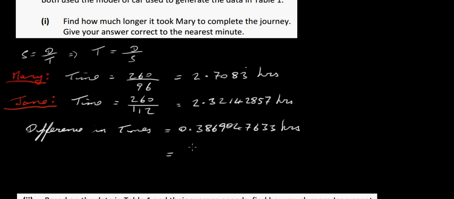So you just got to work that out in minutes then. It says correct to the nearest minute. This is hours, so multiply this by 60 and you get 23 minutes to the nearest minute. So okay, it took Mary 23 minutes longer to complete the journey.